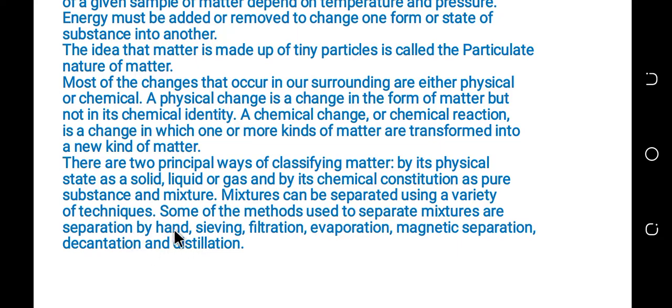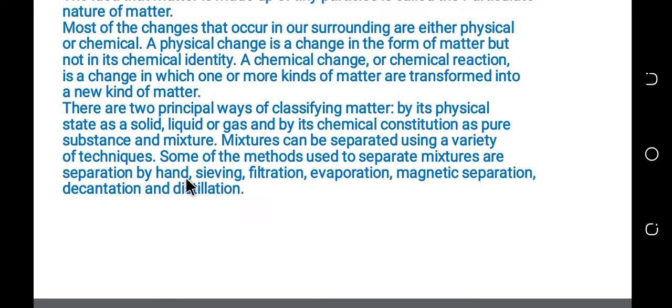Some of the methods used to separate a mixture are separation by hand, sieving, filtration, evaporation, magnetic separation, decantation and distillation. These are some of the techniques used to separate mixtures into different components.